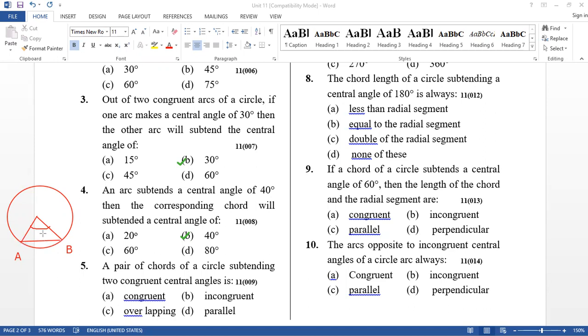If the chord is making an angle of, for example, 40 degrees at the center, then the arc AB is also making a central angle of 40 degrees. The corresponding chord will also make the central angle of 40, because A and B are the endpoints of the arc and A and B are the endpoints of the chord as well. Because the endpoints are the same, the arc and the chord will make equal angles at the center. This is the explanation of the fourth MCQ.